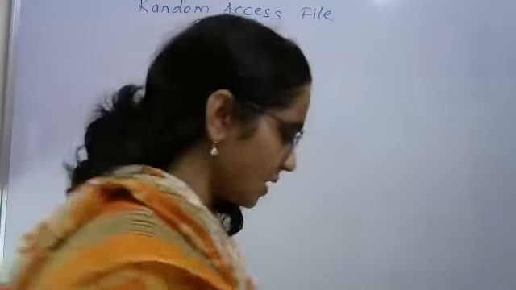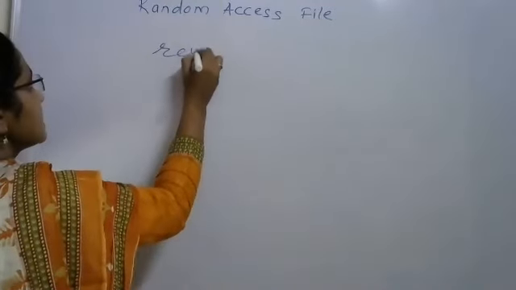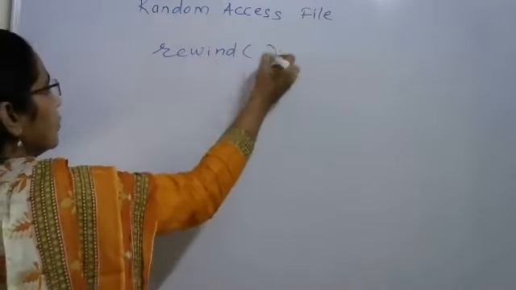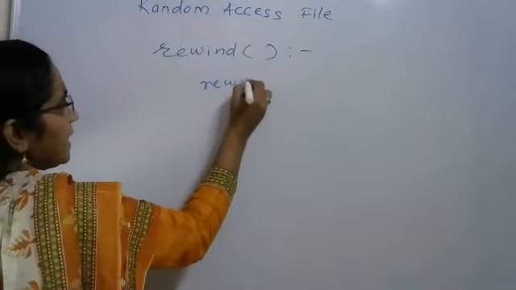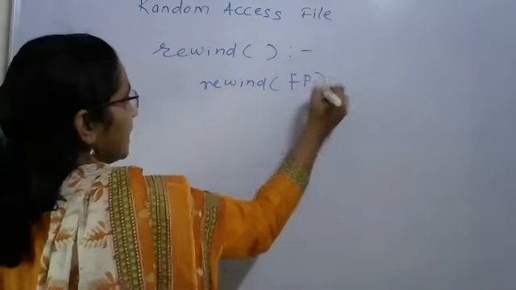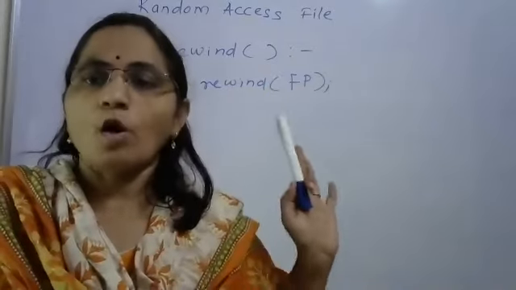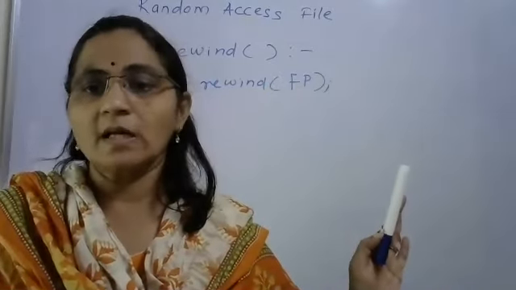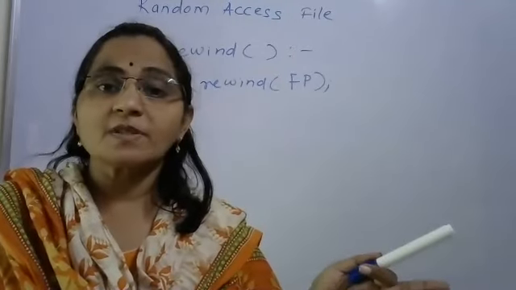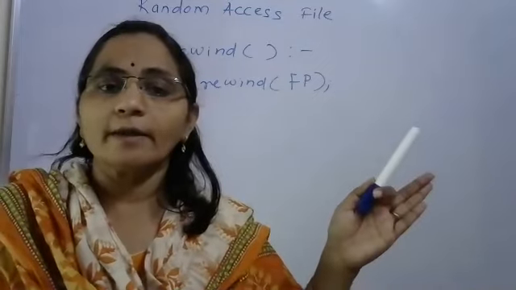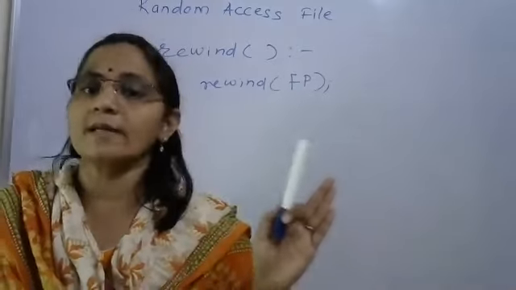The second function is the rewind function, and all of you know the concept of rewind. What do you mean by the rewind? The general syntax of rewind is rewind(fp). fp means the file pointer. The meaning is very simple. Rewind means beginning, reset. Reset means you just set your pointer to the first location, to the very first position. This is called the rewind.